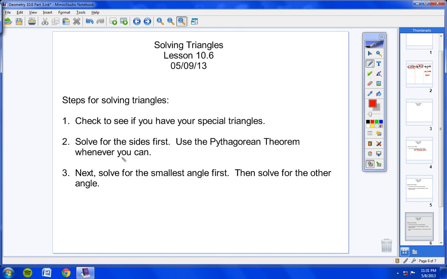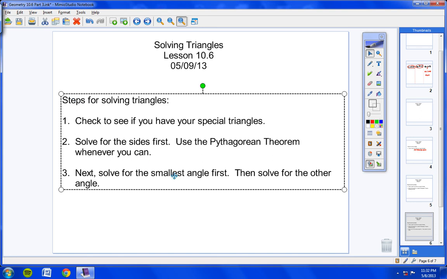Step 3, next, or I guess I should say last, it's the last step, so lastly, solve for the smallest angle first. So if you're trying to solve for angles, always find the smallest one first. And I will show you how you know which angle is smaller, okay? And then solve for the other angle, all right? So I'm trying to find my eraser here. I want to cut and paste these steps so we can use them throughout the entire class period whenever we need to. So there we go.